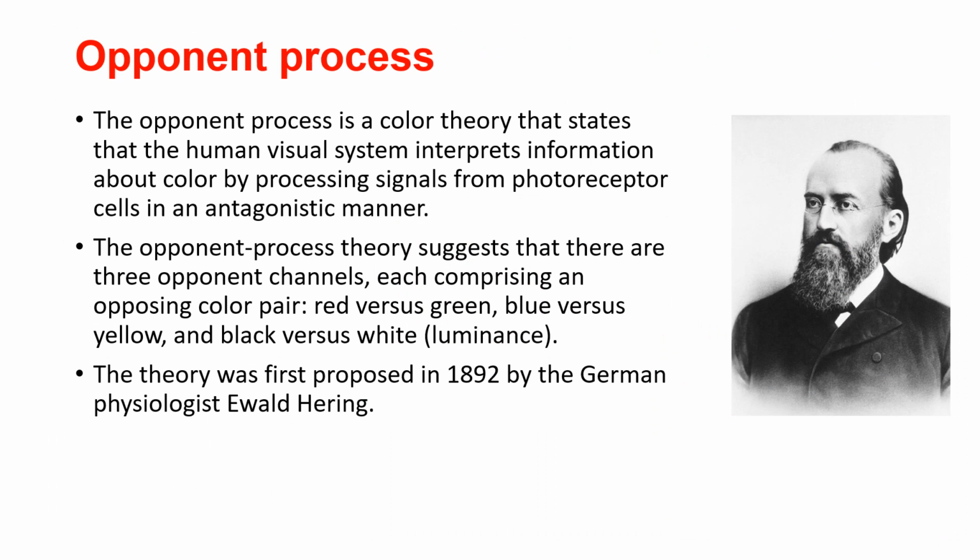Opponent process. The opponent process is a color theory that states that the human visual system interprets information about color by processing signals from photoreceptor cells in an antagonistic manner. The opponent process theory suggests that there are three opponent channels, each comprising an opposing color pair: red versus green, blue versus yellow, and black versus white (luminance). The theory was first proposed in 1892 by the German physiologist Ewald Hering.